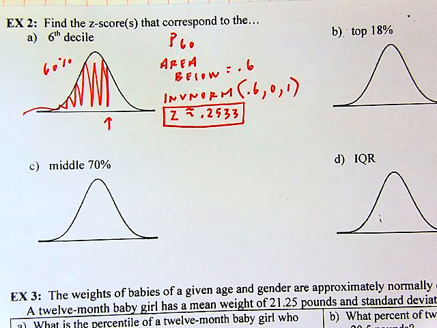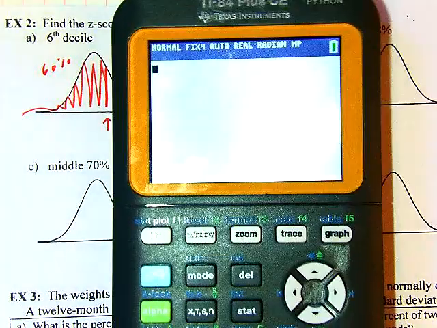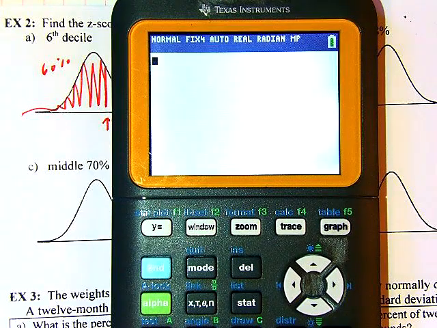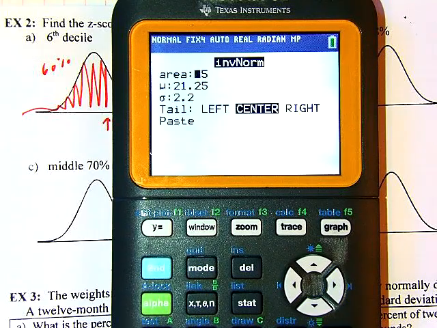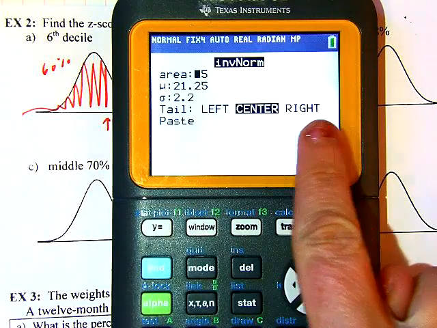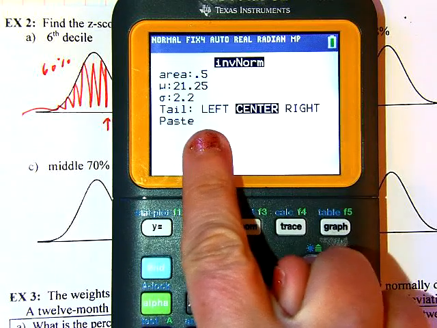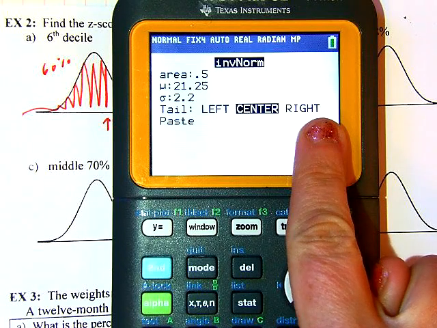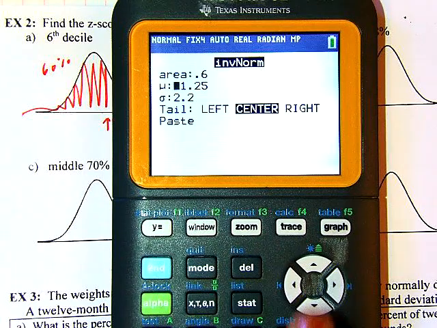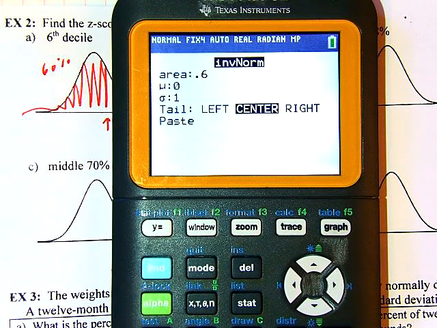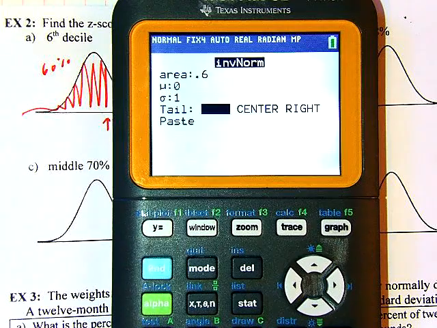Now, some of these fancier calculators that we've been using in class, we can specify what region we want. So if I go back to my distributions, and I go to inverse norm, here we see an extra feature, right? It's saying, which tail do you want to use? Here the 6th decile is the 60th percentile, so I'm looking at 0.6 as my area. My mean is 0, my standard deviation is 1, and I want that left tail.